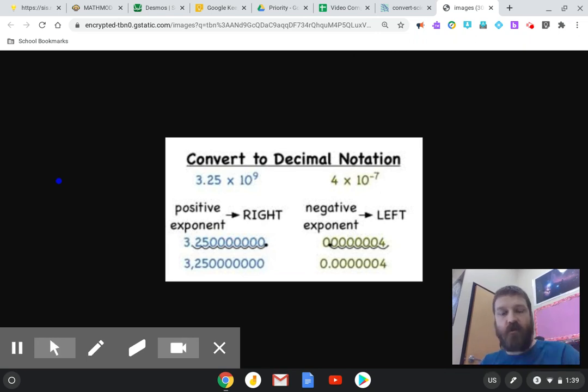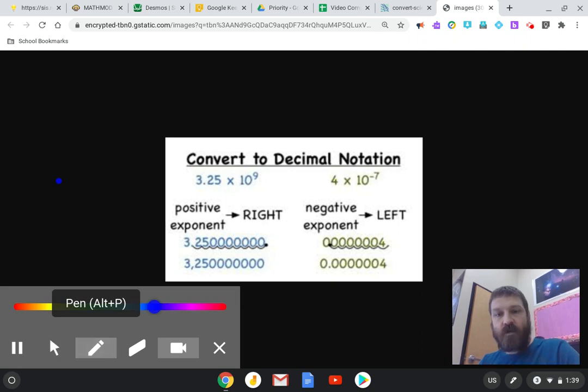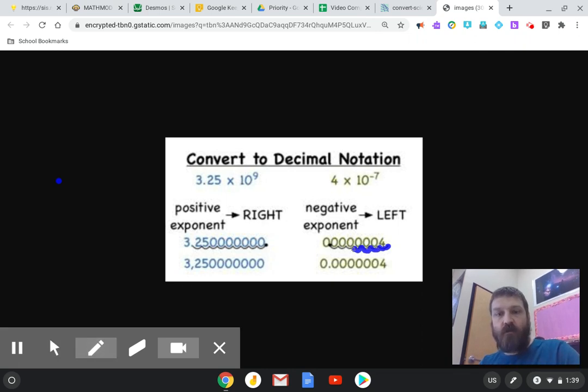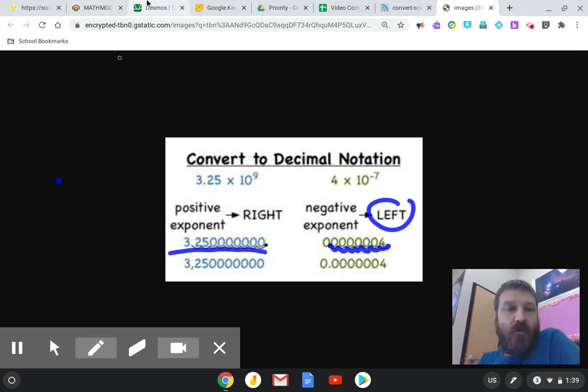And then the other way around is true as well. If I have 4 times 10 to the negative 7th, that is going to go 1, 2, 3, 4, 5, 6, 7 spaces again, but this time back to the left, right? So the number is getting smaller. So a positive exponent means a large number, and a negative exponent means a small number. So that's what we're going to do here.